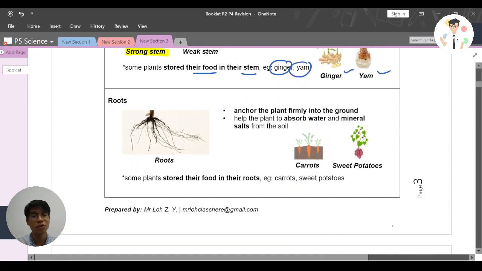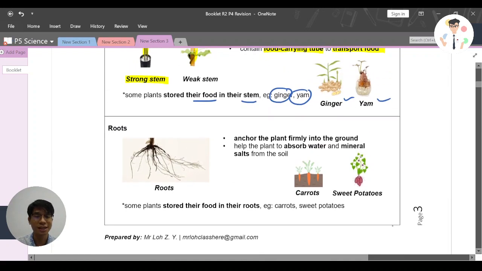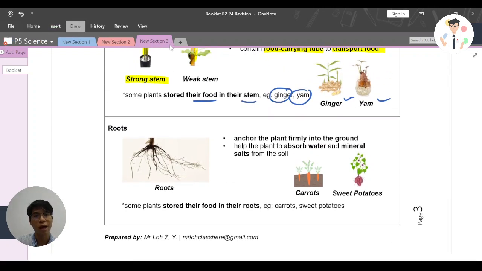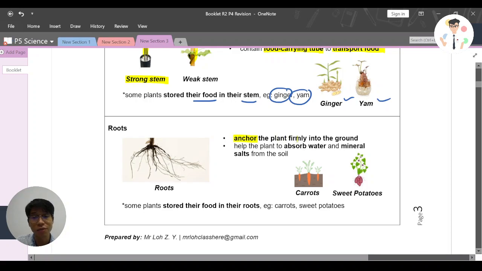Next, we have the roots. The roots have the function to anchor the plants firmly into the ground, so that when there's a great wind, it will not uproot the plant. It also helps the plants to absorb water and mineral salts from the soil. As you know, the roots are the first thing they need to grow in order to absorb water.